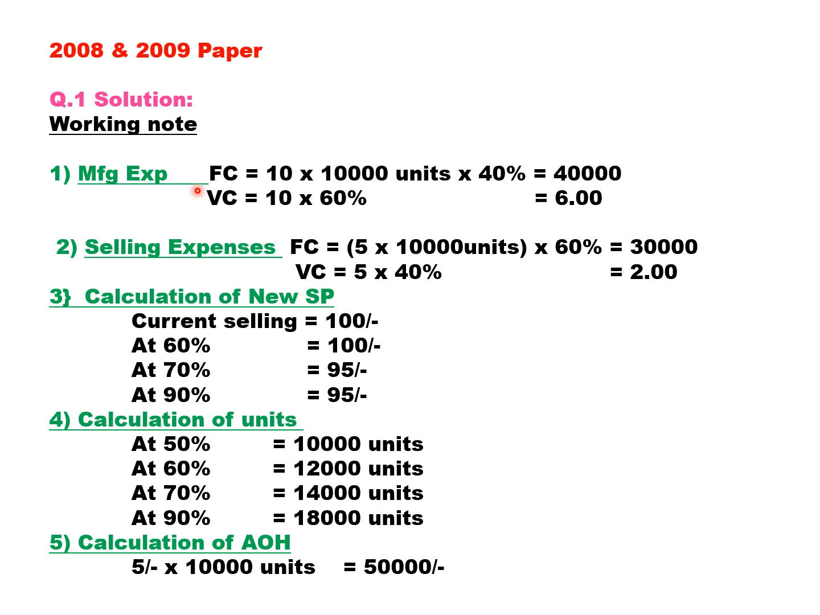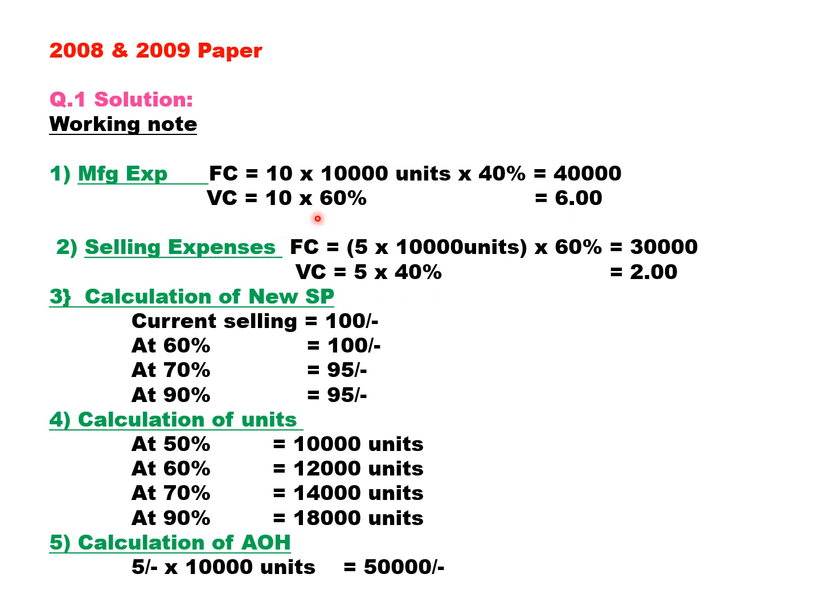Manufacturing expenses at 50% is 10 rupees. 10 rupees into 10,000 units will be 1 lakh, because the information given in the question is 10,000 units. In that 1 lakh, 40% is fixed, so 40,000 is fixed. As explained earlier, fixed cost is total, variable cost is per unit.